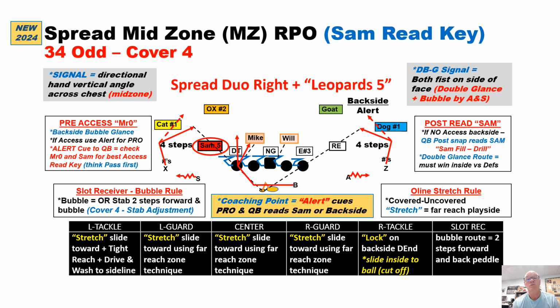Next is mid zone. Love this now. That's that double G, so it fits in right away. X and Z are going to run that glance to win, and then the S and the A both run bubbles. We're going to read the Sam strong side, and we're going to cut this and hit this back in the B or the A gap.